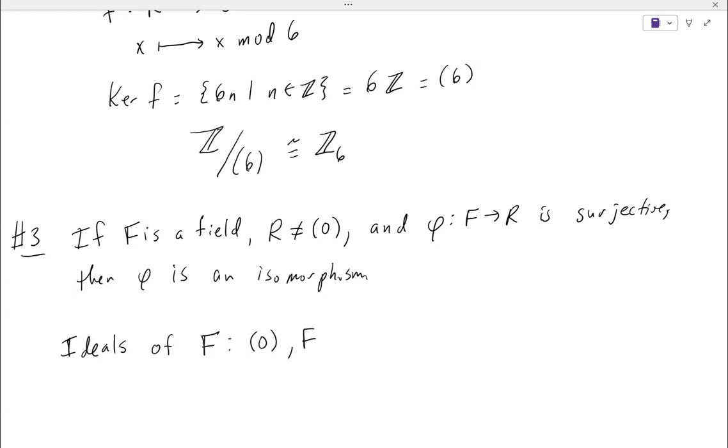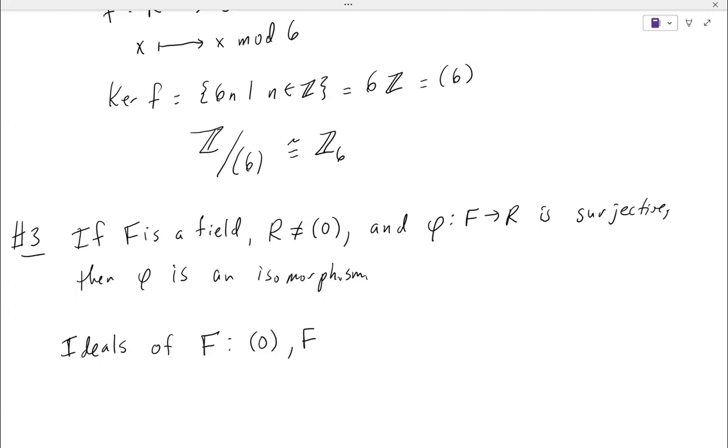Sounds like a good true-false question, right? But we understand why, correct? If you try to throw anything other than 0 in the ideal, you're throwing a unit in there, and units are bad for ideals. They make them blow up. All right. So let's go back to the example.